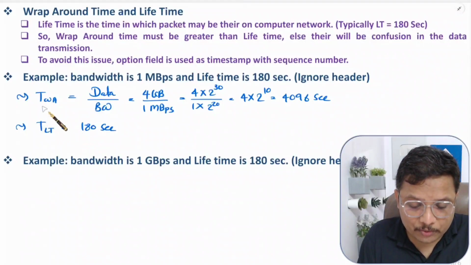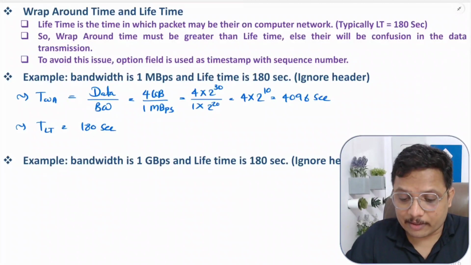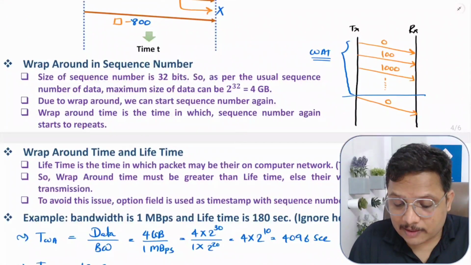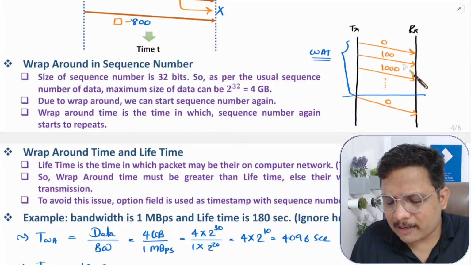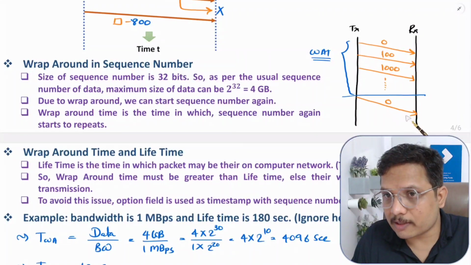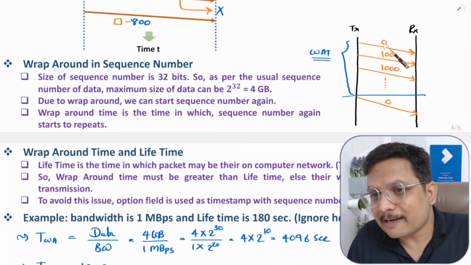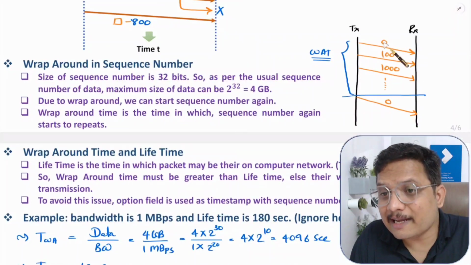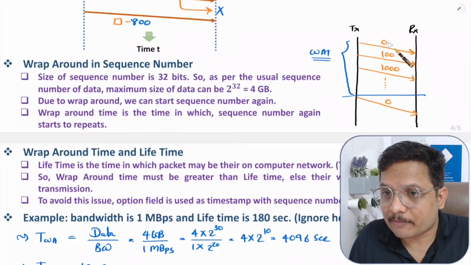So there will be no issue in data transmission, because the wraparound time is greater than the lifetime. You see why there cannot be any issue. Here we are sending a frame with sequence number 0. Then we forward sequence numbers 100, 1000 like this, and again we reuse sequence number 0 onwards. Let us say this frame is getting delayed somewhere. Then it can get delayed by how much time? Lifetime. It cannot get delayed more than the lifetime.